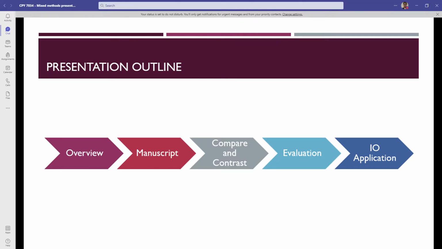Going over the manual that we will be using for this. Then we'll give an example of a manuscript that uses mixed methods. Then we will compare and contrast the manuscript and the manual that we use. Evaluate how well the manuscript addressed Gebhardt's challenges, as well as how mixed methods can be applied in IO and organizational psychology.